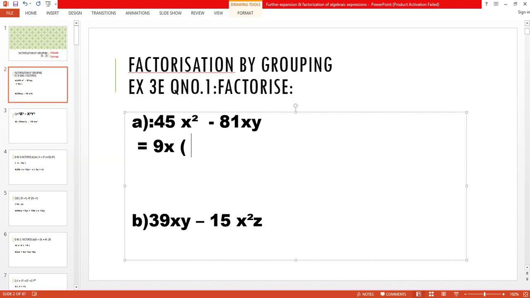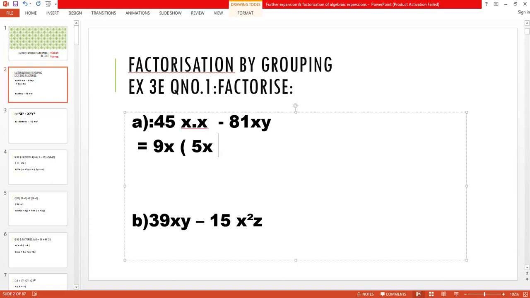Now we have to factorize. How? In the 9 times table, when will 45 come? 9 times 5 is 45, and x squared means there are two x. What is the meaning of x squared? x squared means x multiplied by x. Out of these two x, one we put outside the bracket, and one we put inside the bracket.